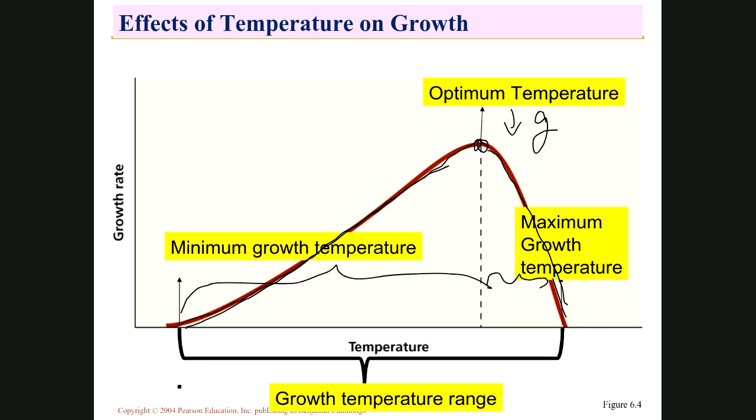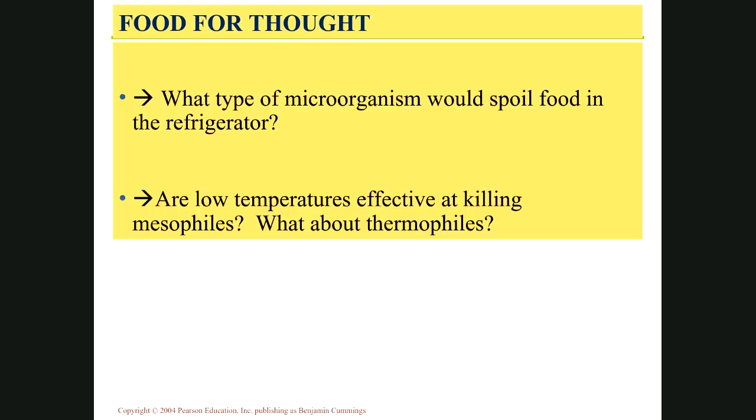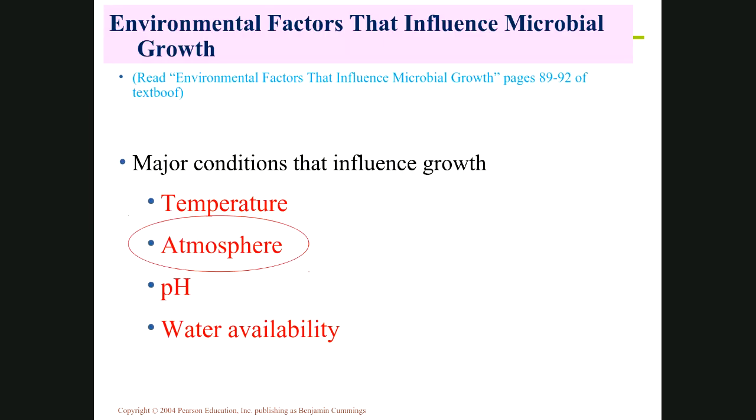So if you want to kill an organism, don't give it a low temperature, give it a high temperature past the optimum. If you want to slow it down, put it in the refrigerator, give it a low temperature, if it is a mesophile, obviously. Okay, so you will do an exercise in which you'll explore ranges of growth of microorganisms by temperature.